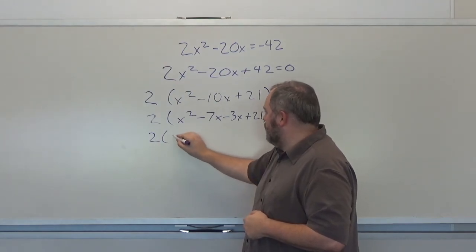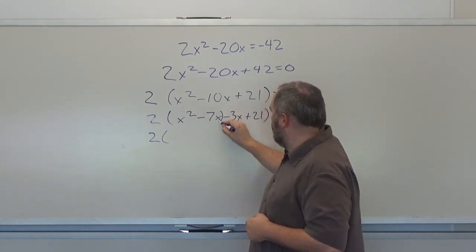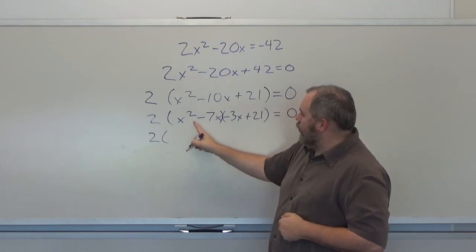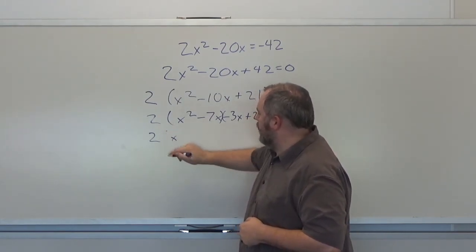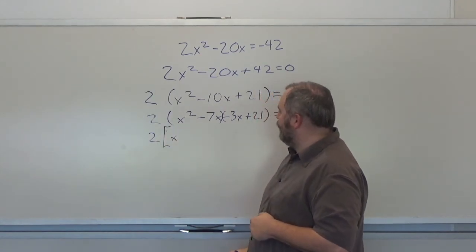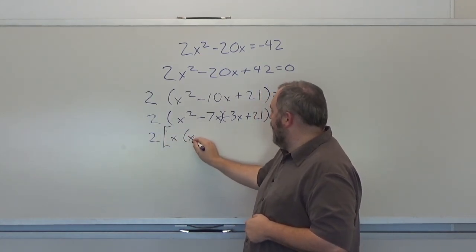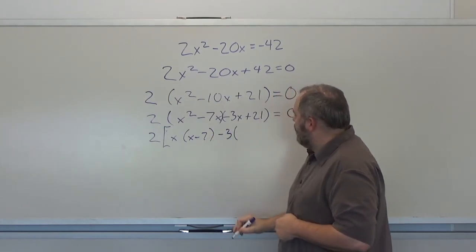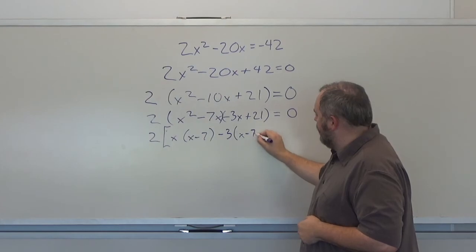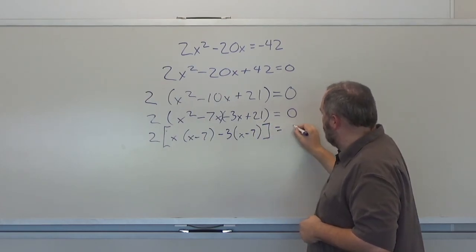I'll rewrite it like this. Okay, so we're going to factor out an x. I'm going to put a big bracket right now. We're going to factor out an x. That's going to give me x minus 7. We're going to factor out a negative 3. That's going to give me x minus 7 equals 0.